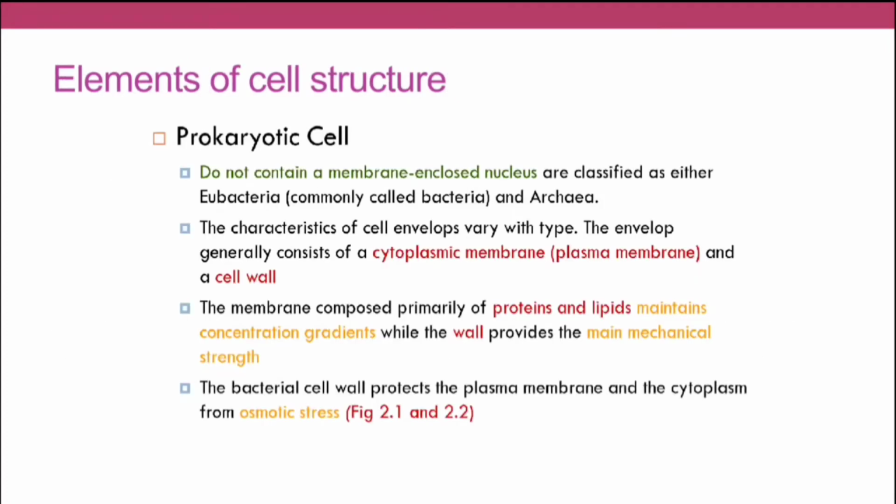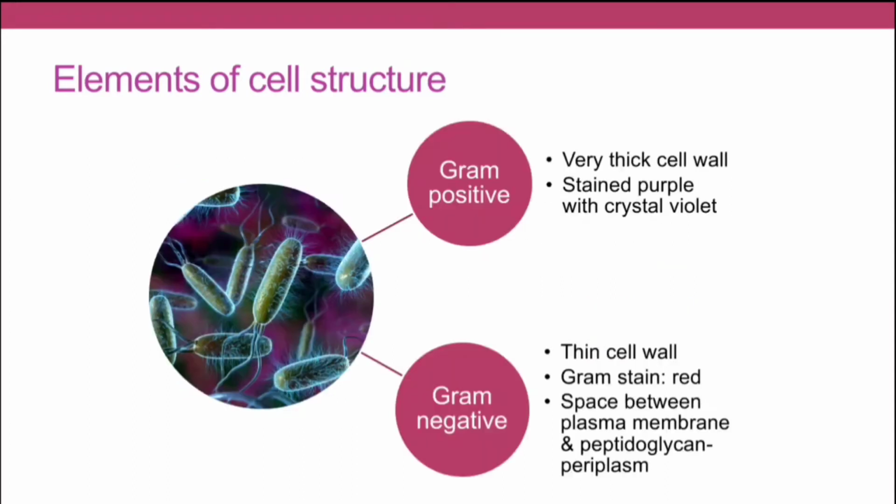Now, what are the elements of a cell structure in a prokaryotic cell? They do not contain a membrane enclosed nucleus, and they are classified as either eubacteria, commonly called bacteria, and archaea. The characteristics of the cell envelopes vary with type. The envelope generally consists of a cytoplasmic membrane and a cell wall. The membrane is composed primarily of proteins and lipids, which maintain the concentration gradients, while the wall provides the main mechanical strength. The bacterial cell wall protects the plasma membrane and the cytoplasm from osmotic stress.